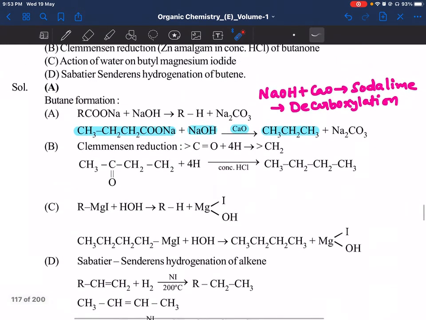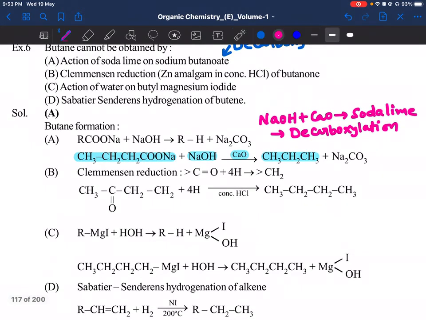Next, Clemmensen reduction. Butanone is given. Butanone means this substance. When it undergoes Clemmensen reduction, part 1 we discussed, butanone undergoes reduction in the presence of zinc amalgam and concentrated HCl, and this CO will become CH2. This way you can get butane. Butane we are getting. Okay, Clemmensen reduction.